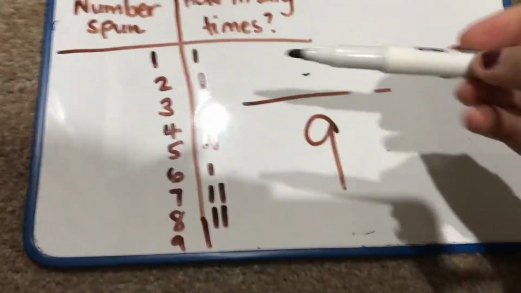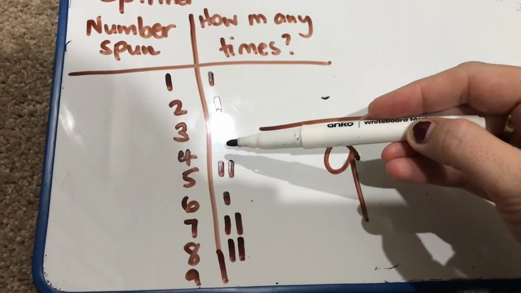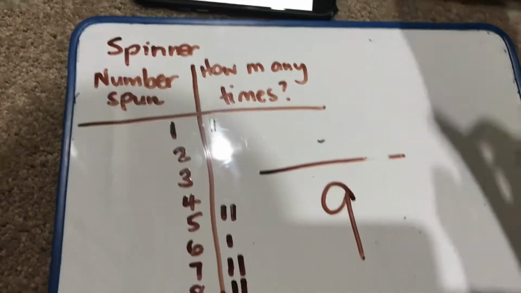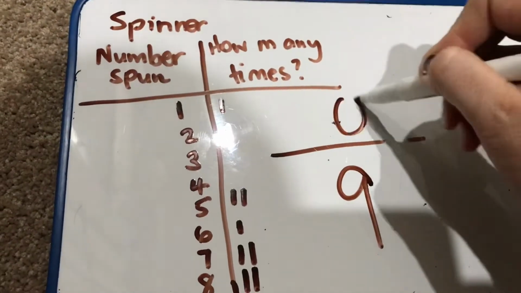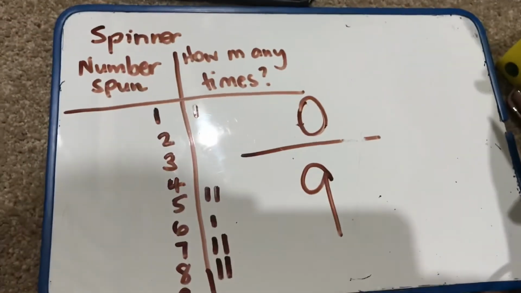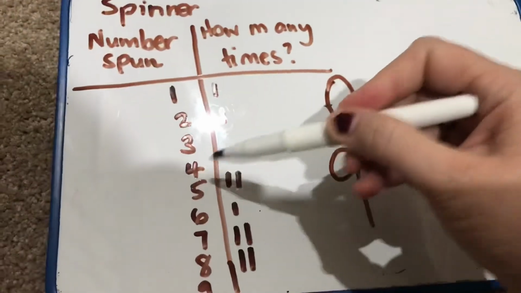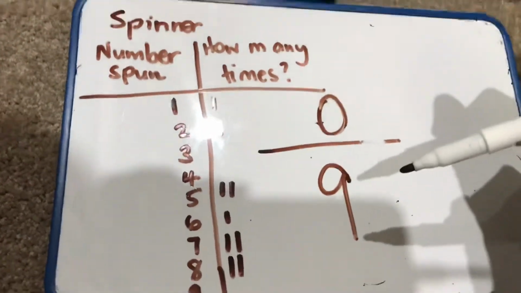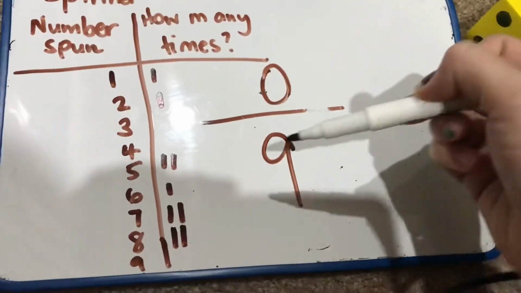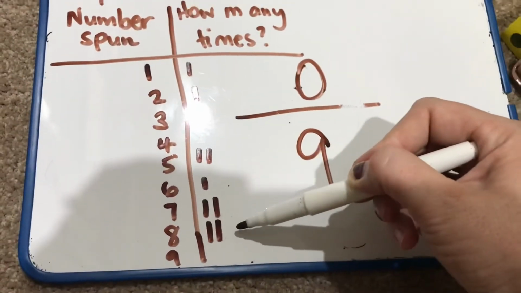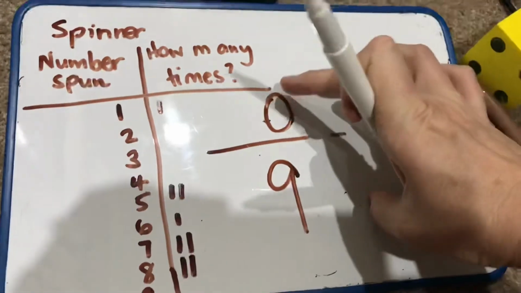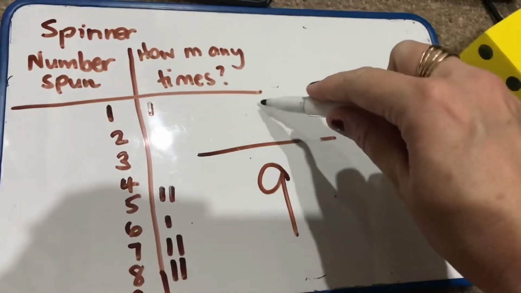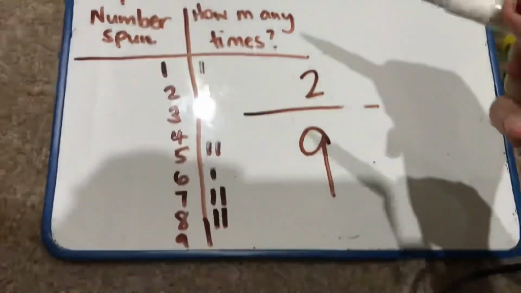How many times did I spin the number 4? None. So the numerator is 0. My experimental chance of spinning a 4 is 0 out of 9. What if I wanted to know the experimental chance of spinning an 8? That's right, the numerator would change to a 2 out of 9 chance.